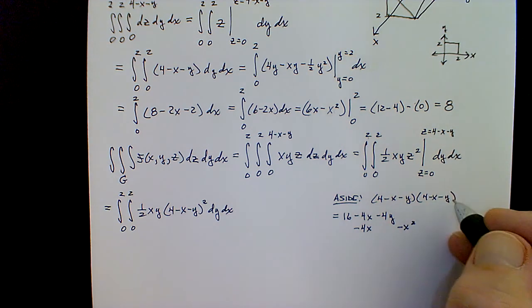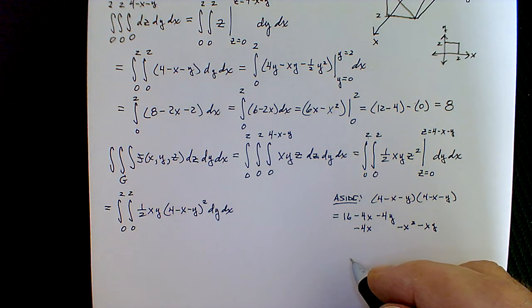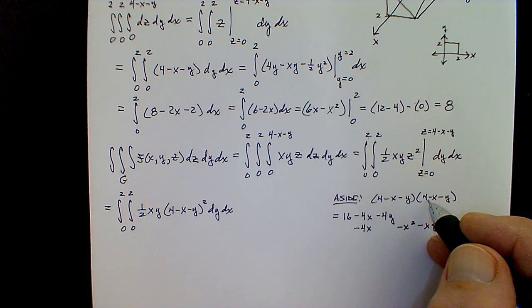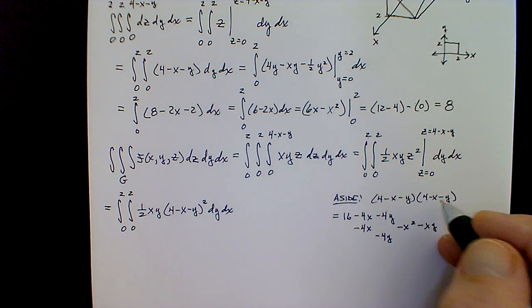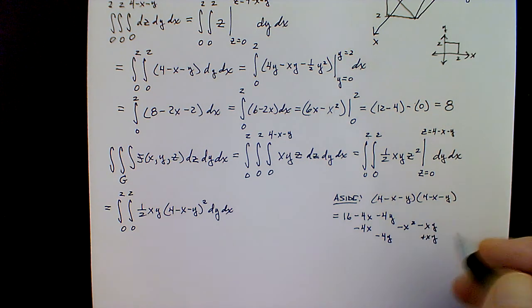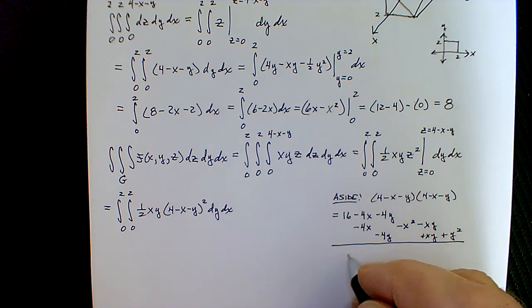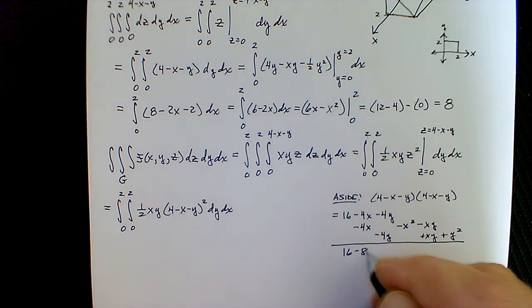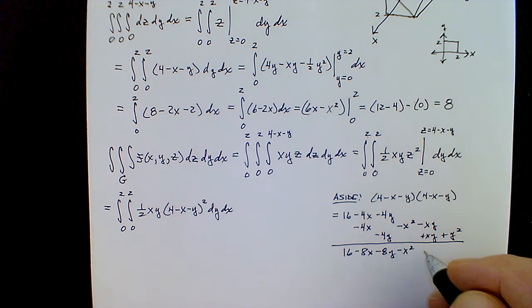Okay, and then we've got the y: negative 4, y being distributed, so negative 4y. Line that up here. Plus xy. Put that here. And then plus y squared. So adding all that, 16 minus 8x minus 8y minus x squared. The xy's go away. Looks like they go away.